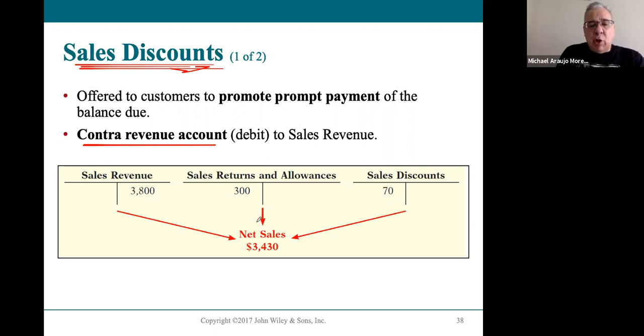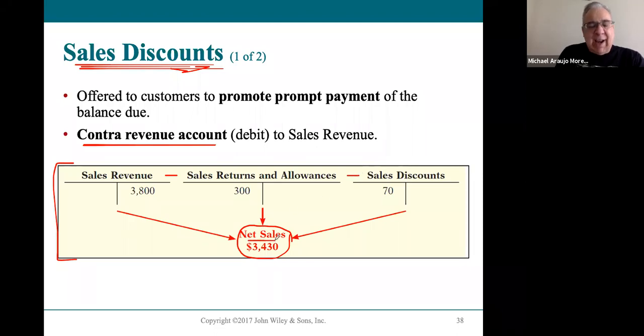And it's important to know this particular chart that's here. This is going to be a very, very important thing to know of how companies actually calculate their net sales. They'll take the full sales revenue, right? That's the total amount they've actually sold. They'll subtract out the returns and allowances, and they'll subtract out the sales discounts.